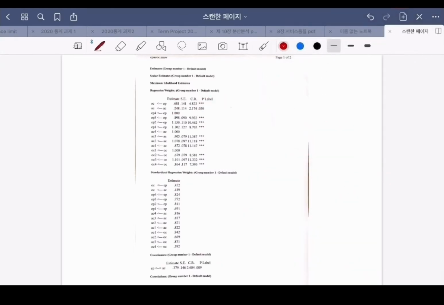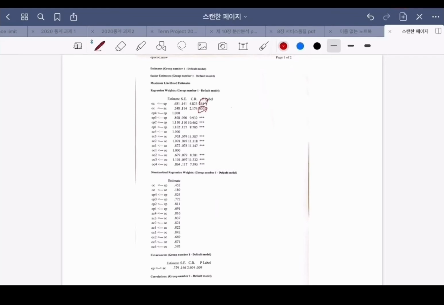Let me repeat this. These p-values are used for hypothesis testing. The first one, as I said, is almost 0, so you reject the null hypothesis. In this case, the null hypothesis is that P1 is equal to 0, the relationship between EP and OC. Rejecting the null hypothesis means there is a meaningful relationship between EP and OC.